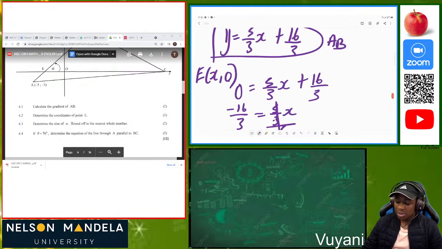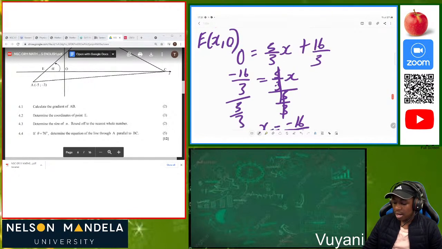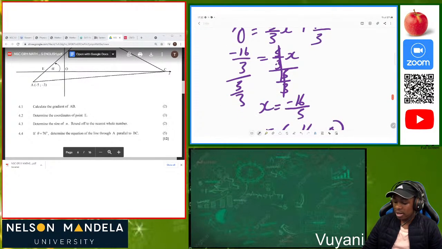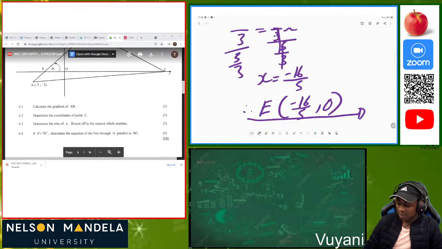So how are we going to do that? Wherever we see y in our equation of the line, we replace it with 0. Then we solve for x. Then we make x the subject of the formula. Then we end up having x is equal to negative 16 over 5. Then don't forget to write the coordinate point: point E is negative 16 over 5, 0.